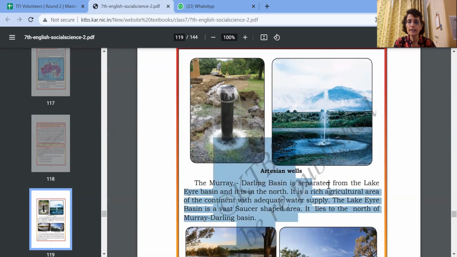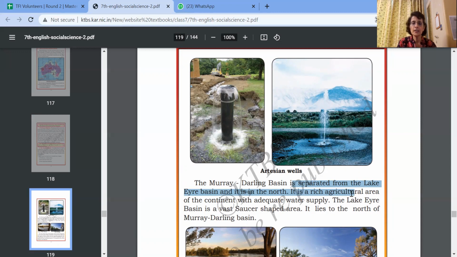It is rich in agricultural area. One minute, just let me mark it up. It is rich in agricultural area of the continent with adequate water supply. The Lake Eyre Basin is vast saucer-shaped area. It lies in the north of the Murray Basin. So basically, these 2 points, you just mark this because these are all the important points.